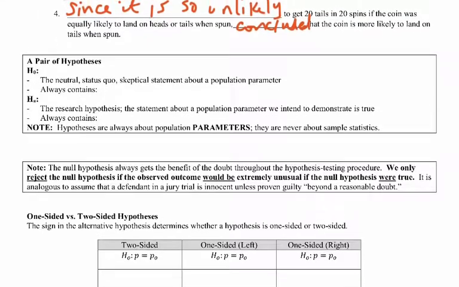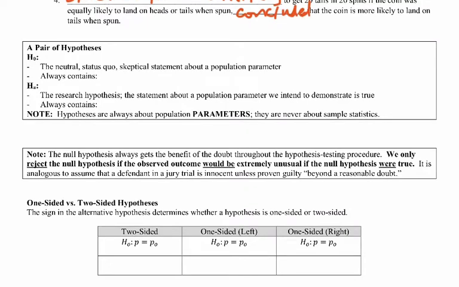So let's go back to the first test and talk about hypotheses for a second. Whenever you work with a hypothesis test, you're going to have 2 hypotheses. The first hypothesis is called the null hypothesis. The null hypothesis is the neutral, the status quo, or the skeptical statement about a population parameter. What we expect to happen in that population.